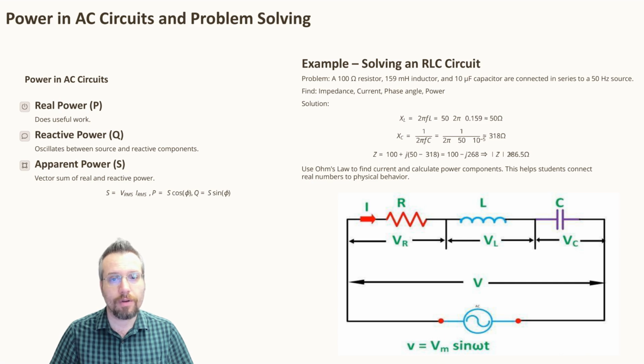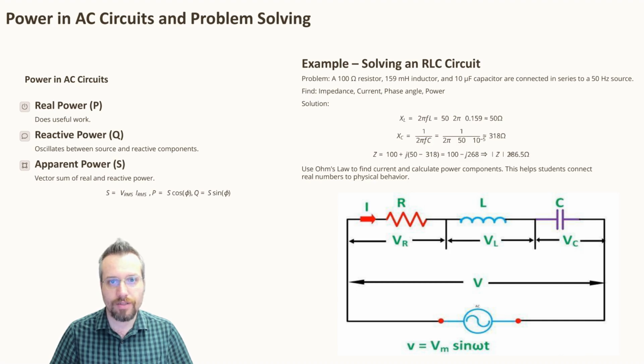Let's go over an example. We have a circuit that includes a 100 ohm resistor, a 159 millihenry inductor, and a 10 microfarad capacitor, which are connected in series to a 50 hertz source. We want to find the impedances. We know that the total impedance is equal to the impedance of the resistor plus the impedance of the inductor plus the impedance of the capacitor. The impedance of the resistor is equal to the resistance, which in our case will be 100 ohm.